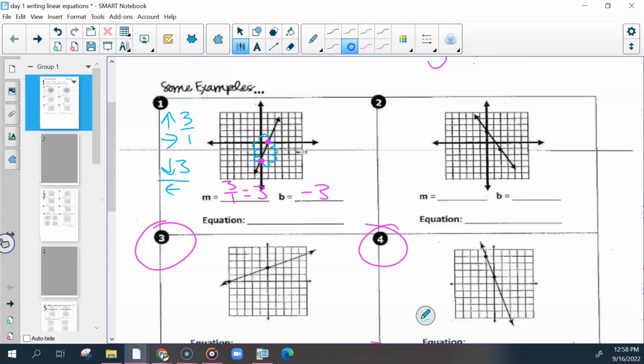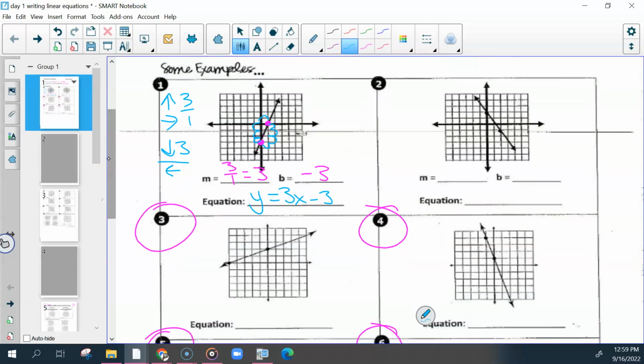Yes, okay. Then, once we know these two things, we're going to put it in the format y equals mx plus b. So y equals, our slope is 3, then x, and then our b is negative 3. For writing equations from a graph, this is the hardest it's going to get. Now, notice I didn't say with everything, just with writing equations from a graph. Okay, questions about this? Okay, let's do a couple more.